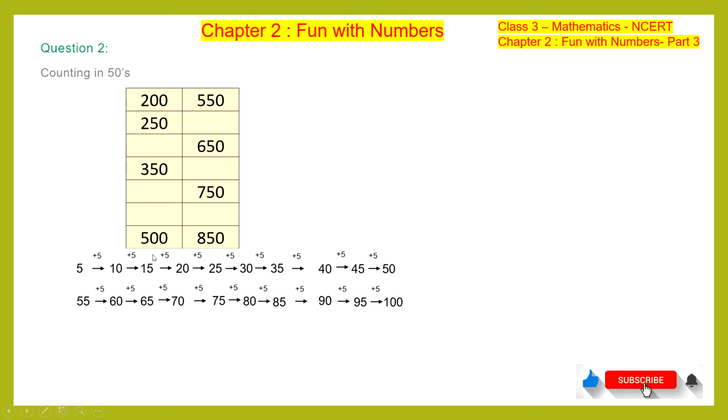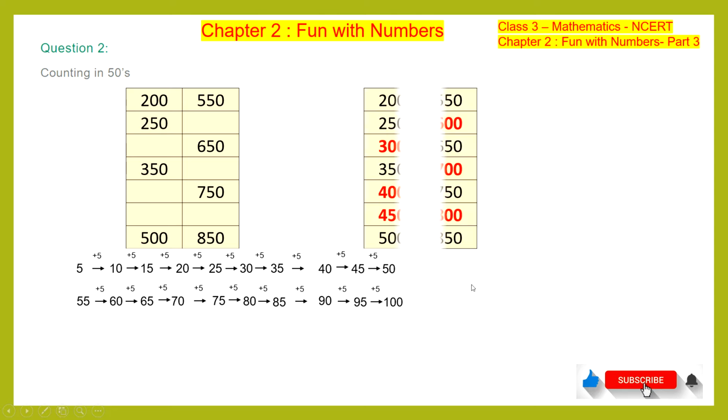So it is written the same here. You can always add 50 to this number to get the next number. That's how you need to calculate. I'm going to show the missing numbers. Here are the missing numbers which are highlighted in red. If we add 50 to 250, we get 300. We add 50 to 300, we get 350. We add 50 to 350, we get 400. So that's how we completed the entire table.